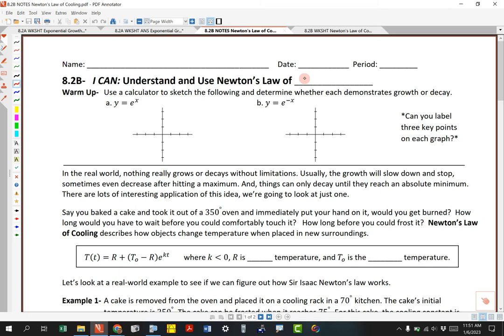This is called Newton's law of cooling. We're going to run through a pretty cool application, no pun intended, of exponentials.